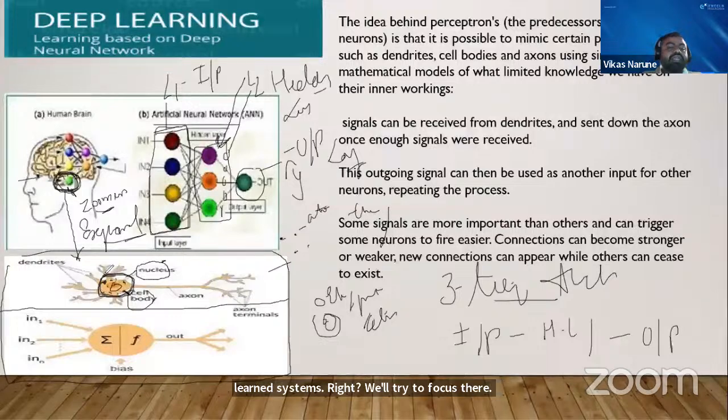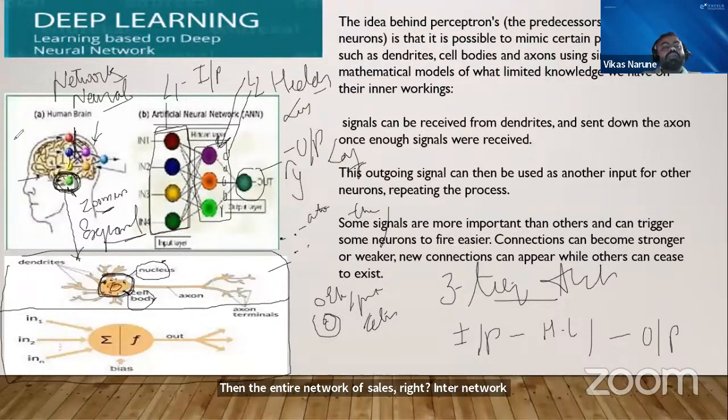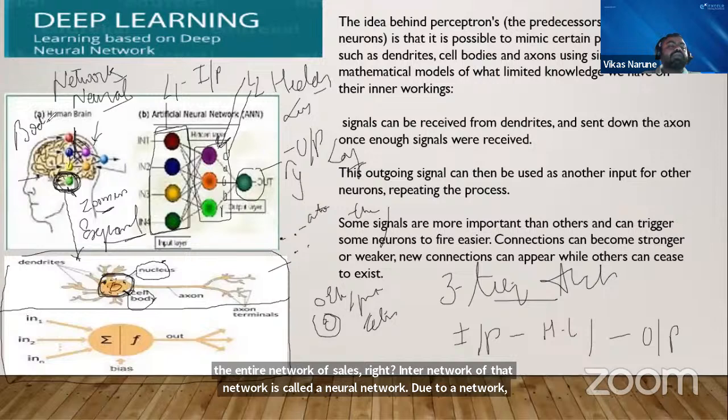Actually, this is the cell body. This is one cell, and multiple such cells are connected to each other. This is the entire network of such cells, right? That network is called a neural network, which is present in the human brain. Not only in the human brain, guys, but in the entire human body, this kind of neural network is there.